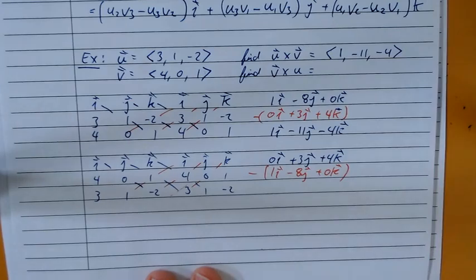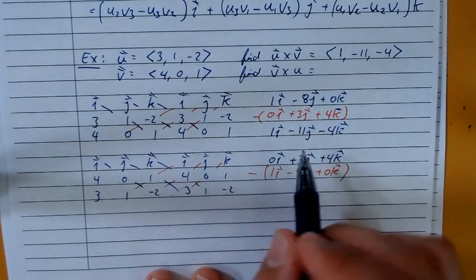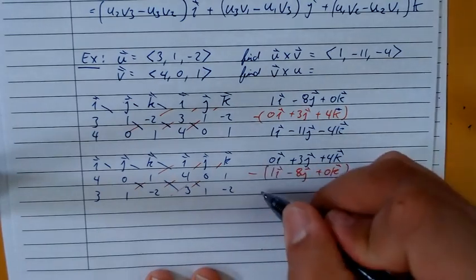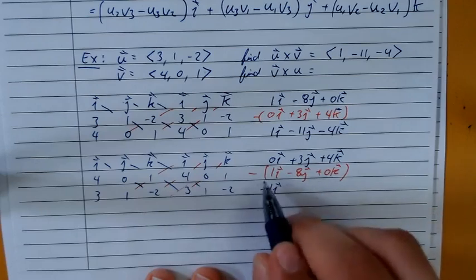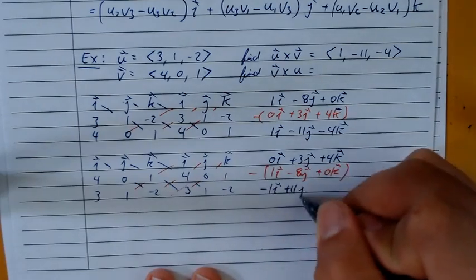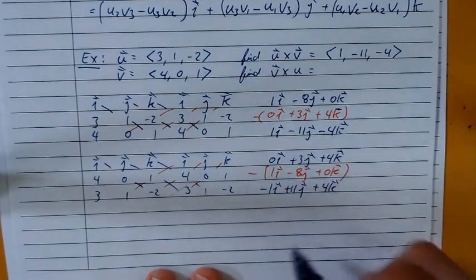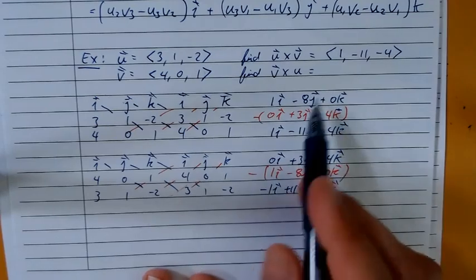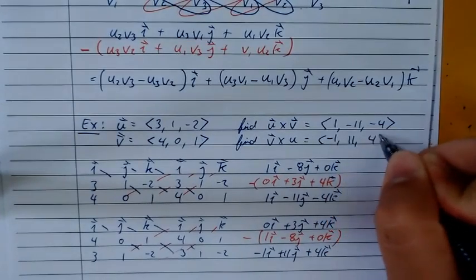Note that when you subtract them, it's not totally different from what we had above. It's the opposite. 0 minus 1I, that's negative 1I. 3 minus a minus, in other words, 3 plus 8, that's going to give us 11J. And then 4 minus nothing, that'll give us 4K. So it's not totally different. In fact, it's the exact opposite of the original. Minus 1, positive 11, and positive 4.